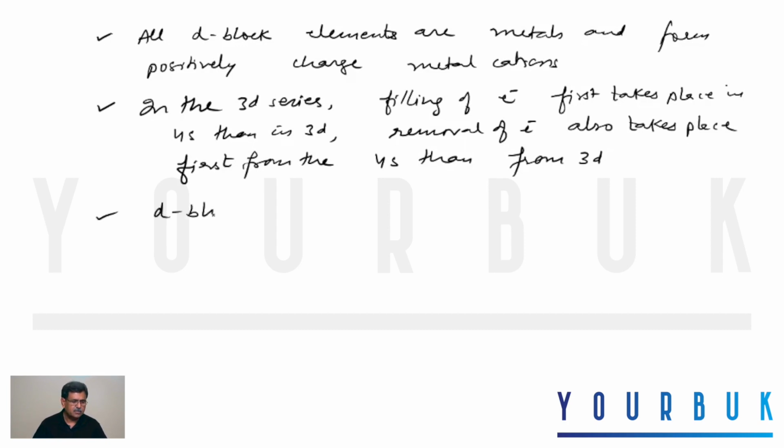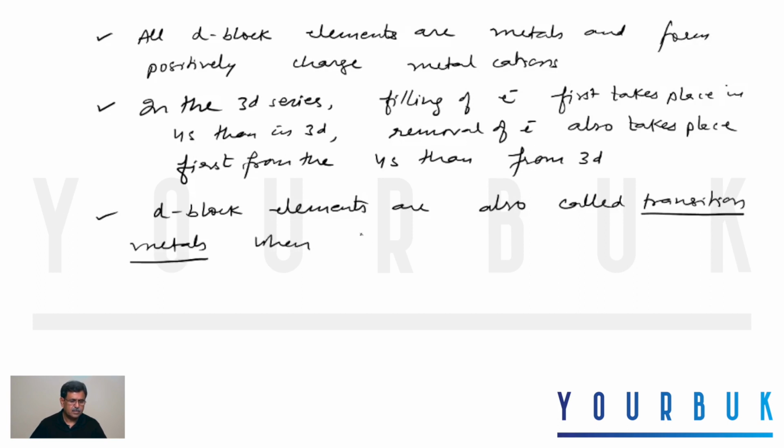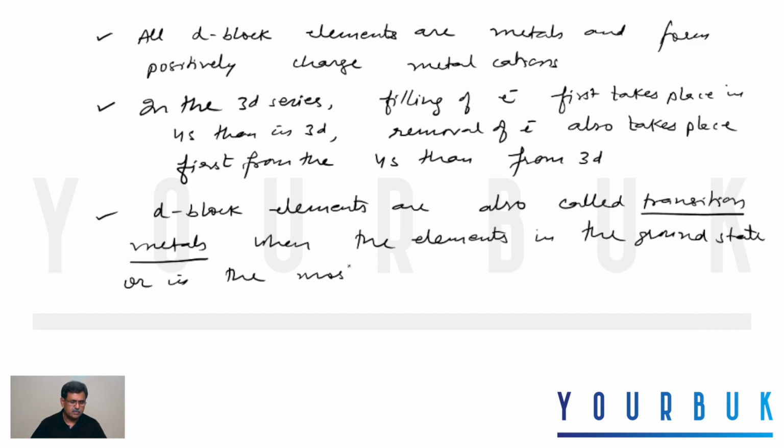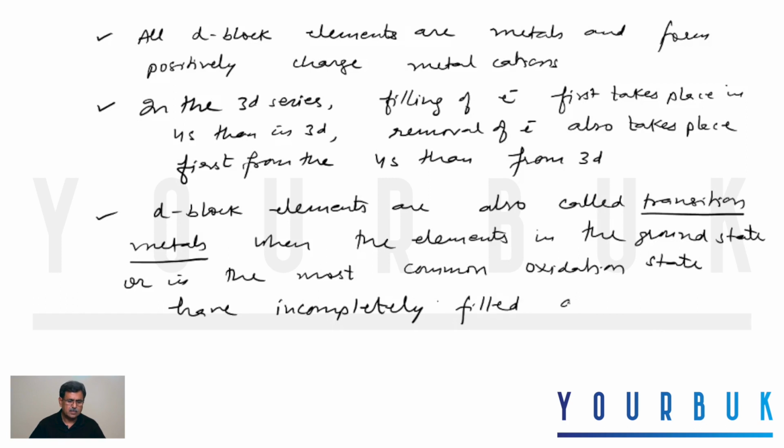And these D block elements are also called transition metals. Transition metals are elements which, in the ground state or in the most common oxidation states, have an incompletely filled D subshell.